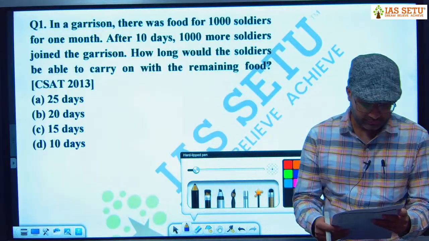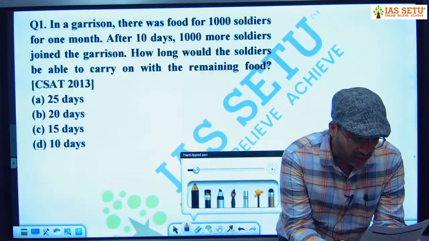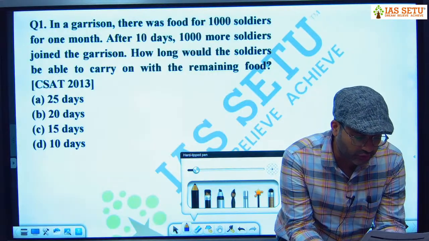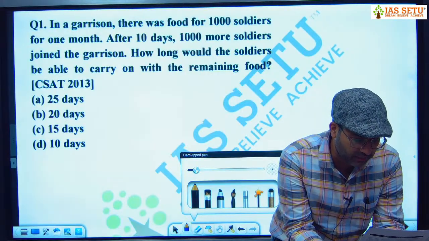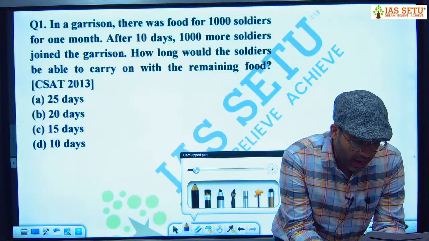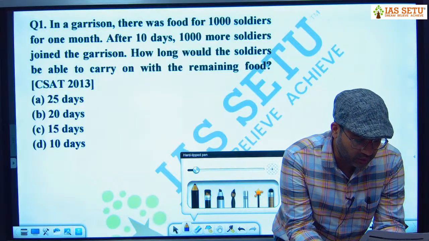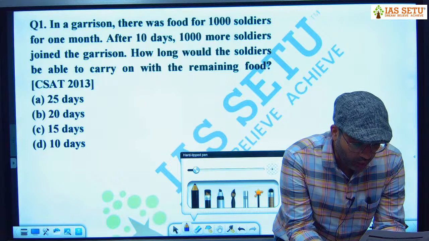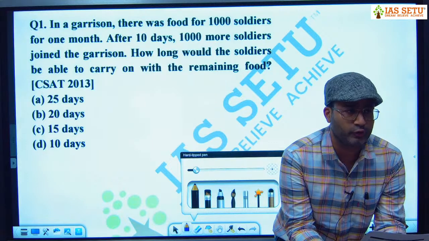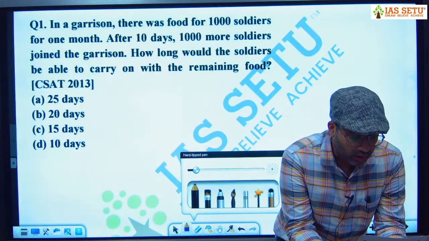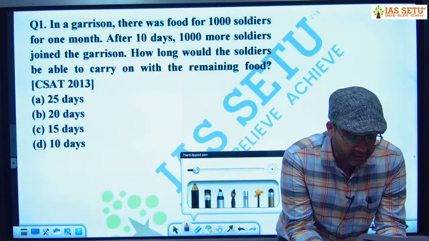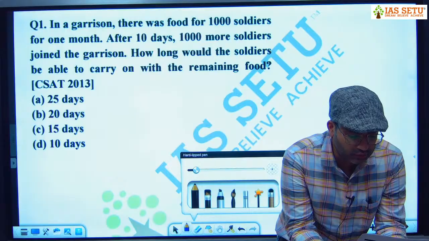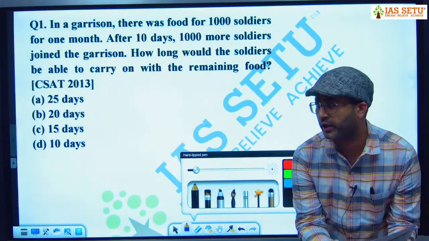Question number 1. In a garrison, there was food for 1000 soldiers for 1 month. After 10 days, 1000 more soldiers joined the garrison. How long would the soldiers be able to carry on with the remaining food? So the point here is there is food for 1000 soldiers for 1 month.